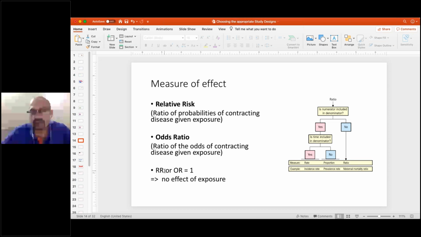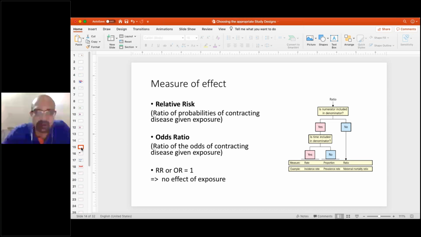So if the relative risk or the odds ratio is equal to 1, then there is no effect of the exposure. The figure on the right indicates what is a ratio, what is a rate, and what is a proportion. I have shared all these slides with you already in the handouts associated with the GoToWebinar, and you could refer to them if you are struggling between what is a rate, what is a proportion, and what is a ratio.